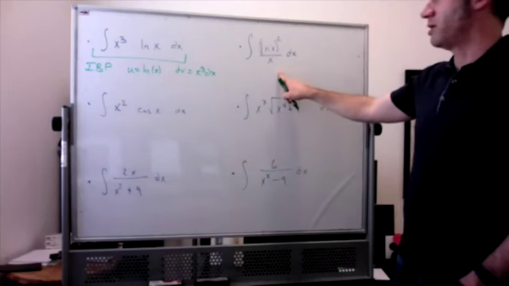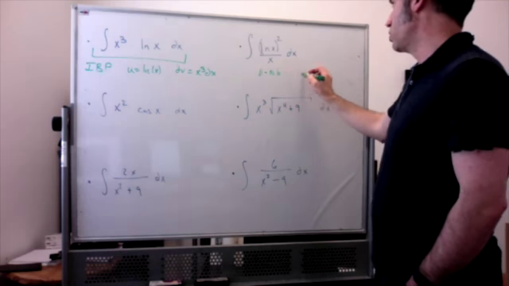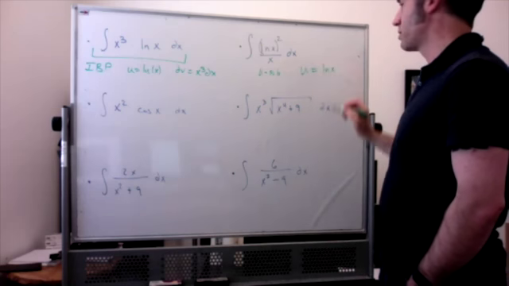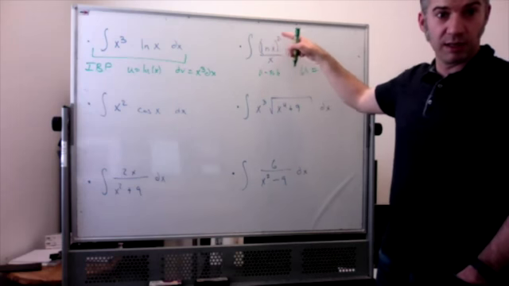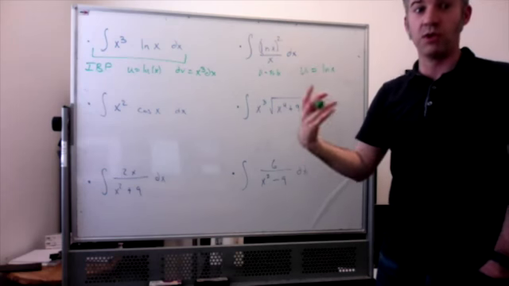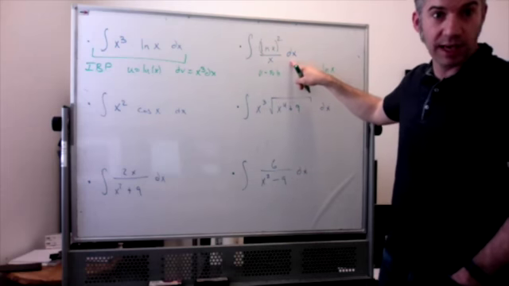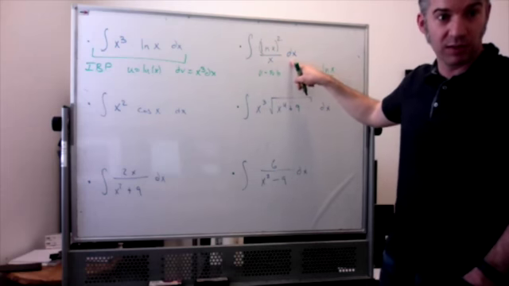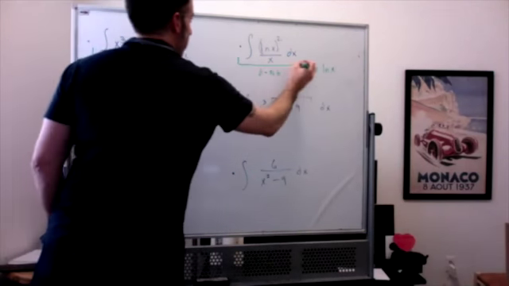This one would be a u sub. Your u would be the natural log of x. The way we can see that is because the natural log of x is stuck inside being squared, and also the derivative of natural log of x is 1 over x dx. So we would be happy with that choice as a u sub. I guess I should underline it.